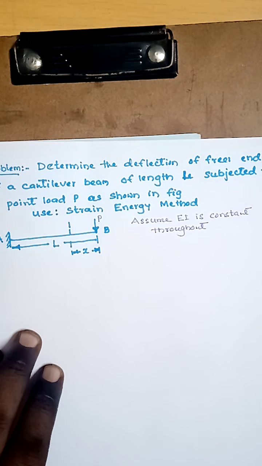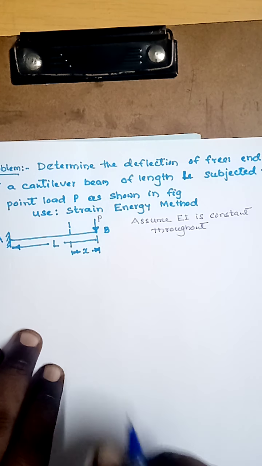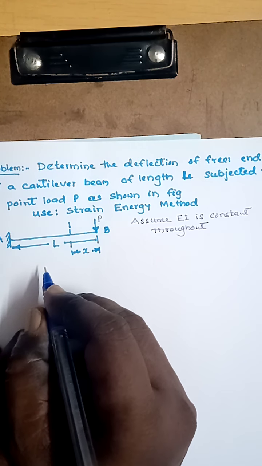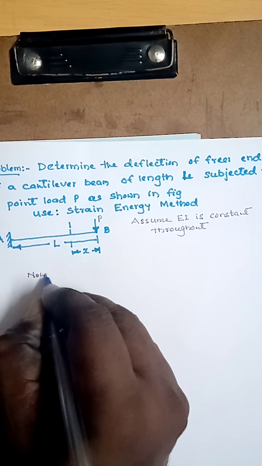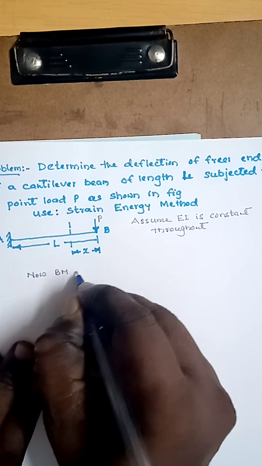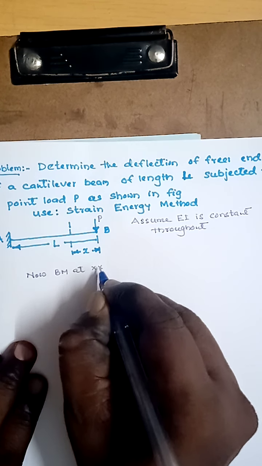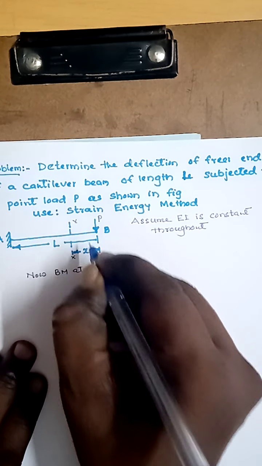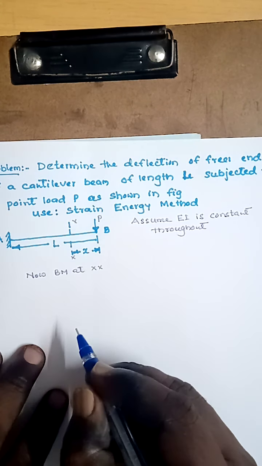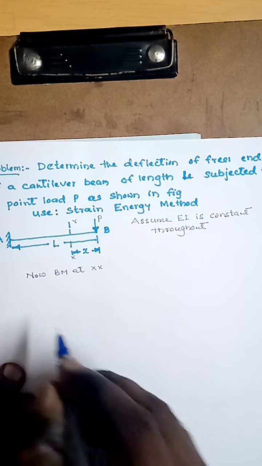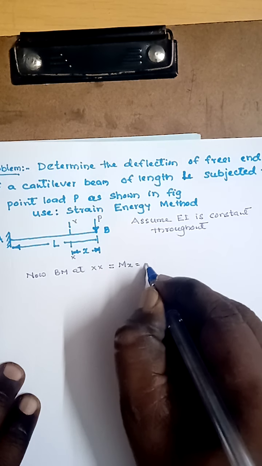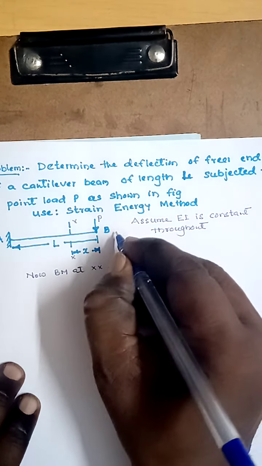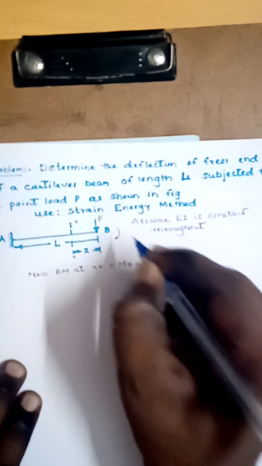First, you have to calculate the strain energy due to the bending moment. For calculation of the strain energy, you have to calculate the bending moment. Now, the bending moment at section XX. Here you have to consider a section line XX at a distance of X from point B as shown in figure. Here Mx equals P into X, the direction of the moment is like this.